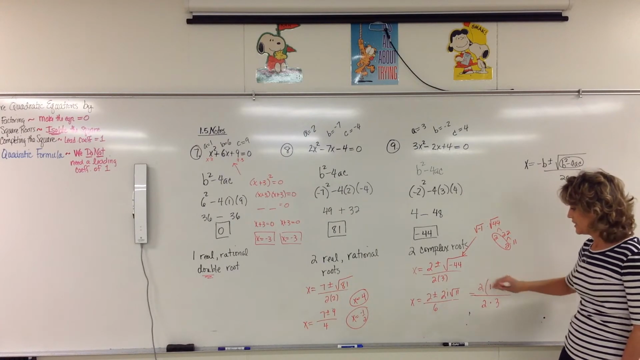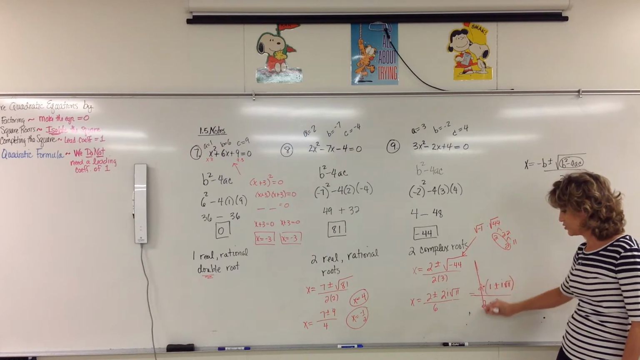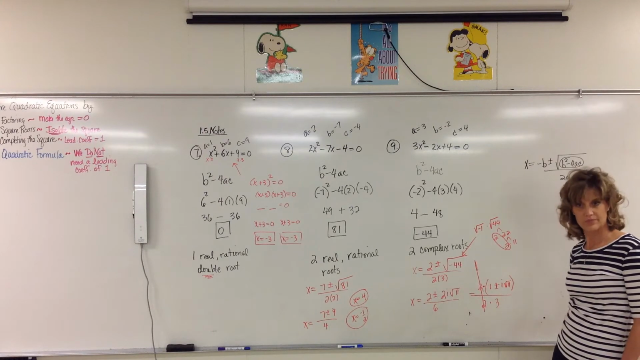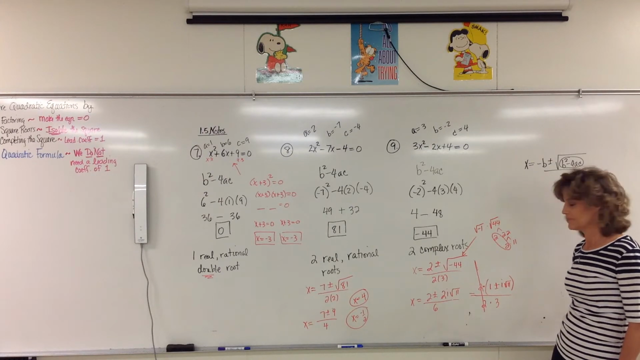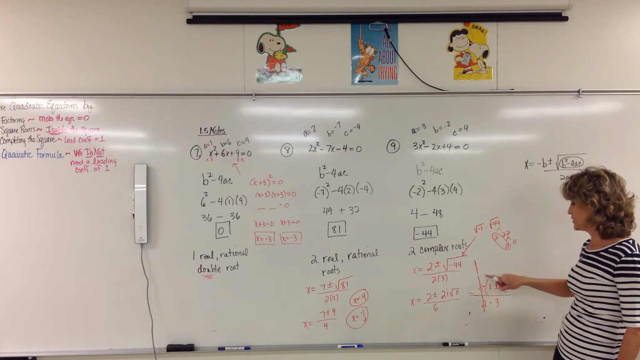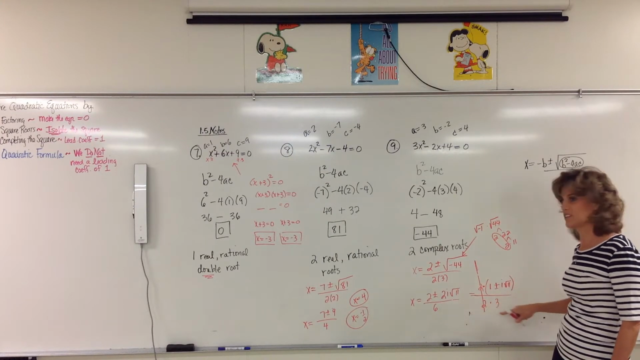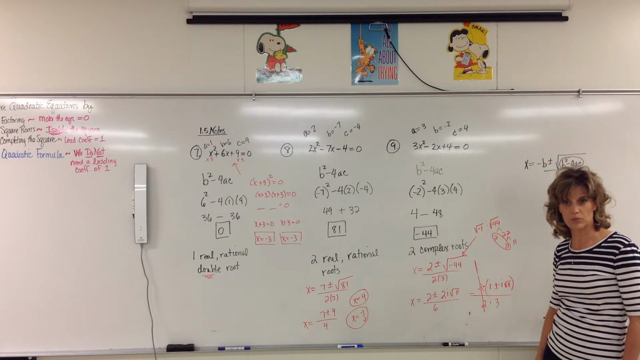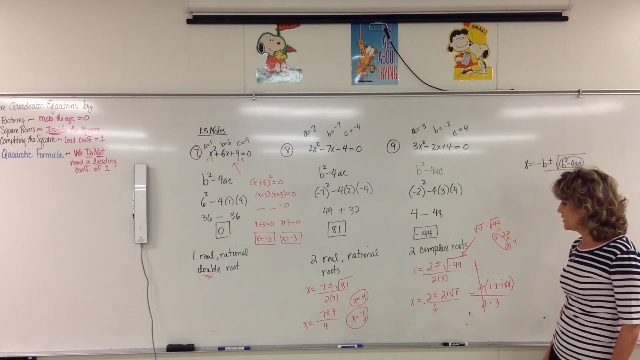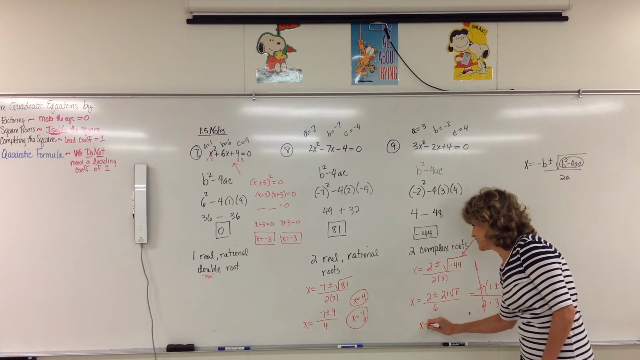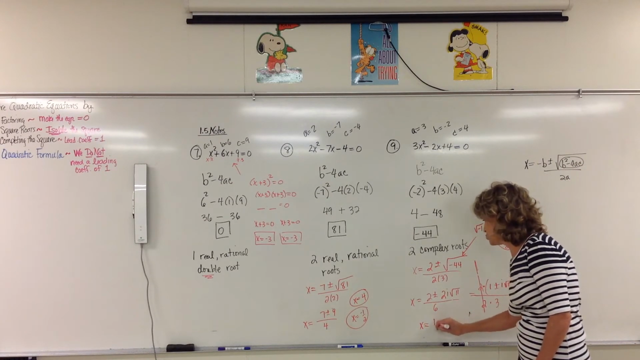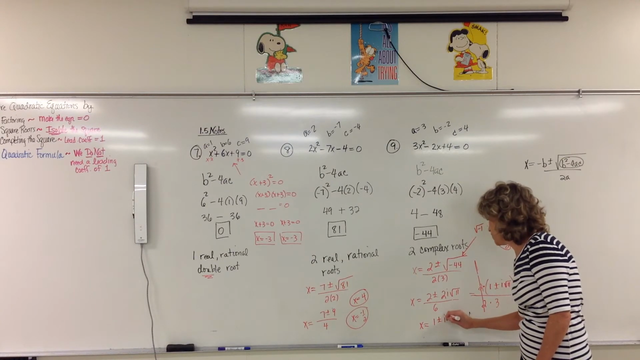And then these are factors, and we can cancel factors. Does that make sense? 2 is multiplied on the top, 2 is multiplied on the bottom. We can cancel when we're multiplying. So when we simplify this, it's really x equals 1 plus or minus just 1i square root of 11, all over 3.